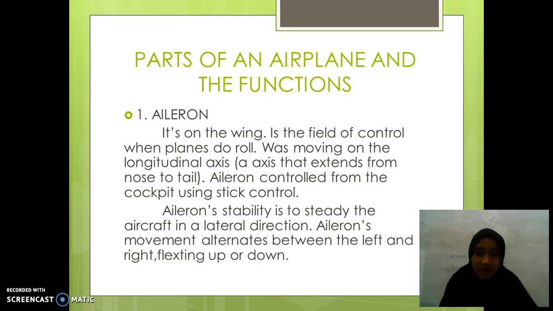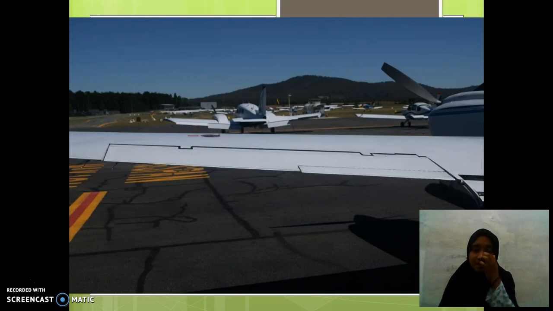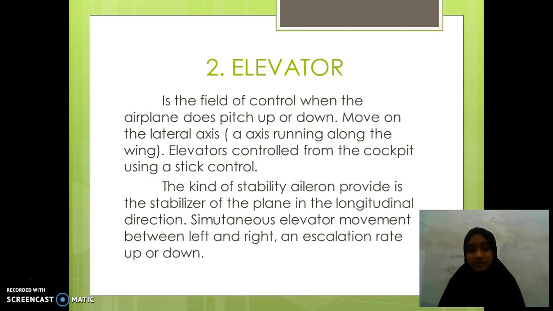It's the area of control when the plane does roll, moving on the longitudinal axis, an axis that extends from nose to tail. Aileron is controlled from the cockpit using the stick control. Aileron stability is to steady the aircraft in a lateral direction. Aileron's movement alternates between the left and right, flexing up or down. And this is the picture of aileron.